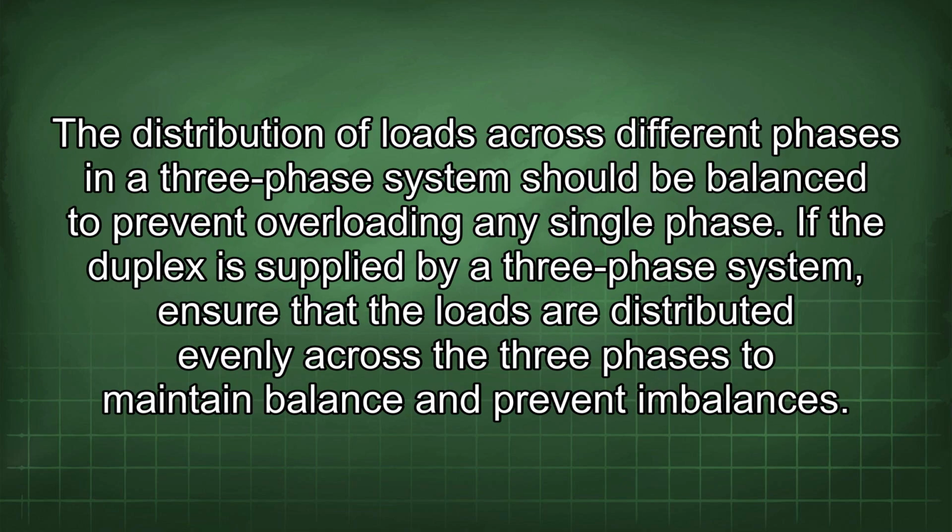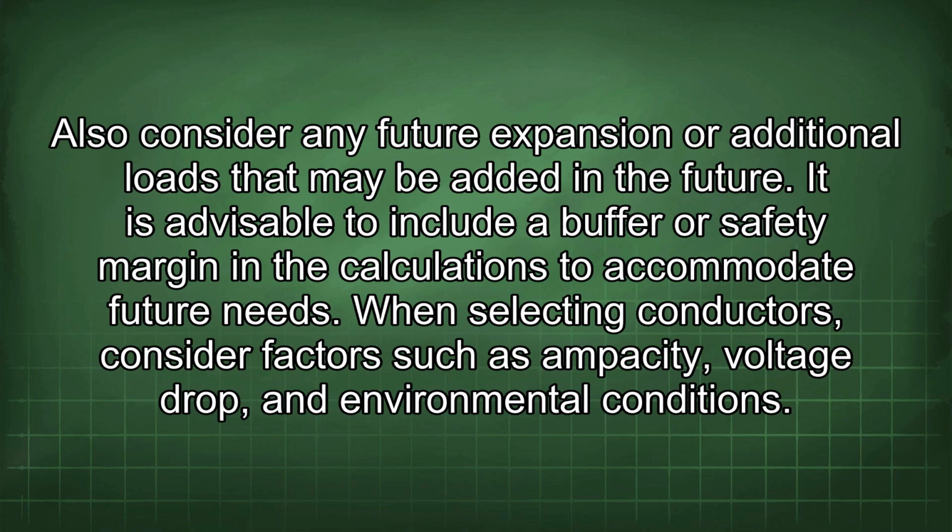The distribution of loads across different phases in a 3-phase system should be balanced to prevent overloading any single phase. If the duplex is supplied by a 3-phase system, ensure that the loads are distributed evenly across the 3 phases to maintain balance and prevent imbalances. Also consider any future expansion or additional loads that may be added in the future. It is advisable to include a buffer or safety margin in the calculations to accommodate future needs.